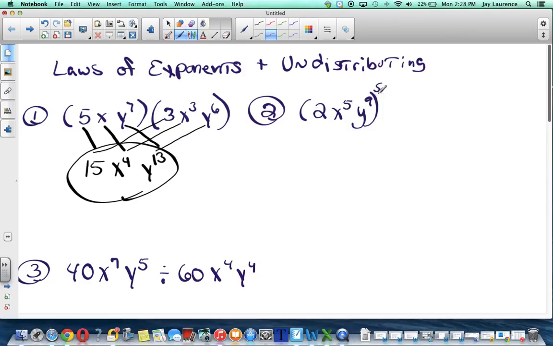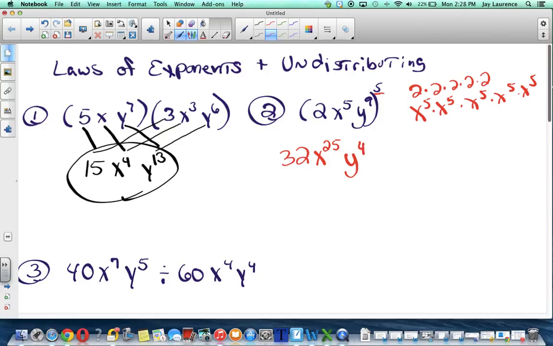I'm raising all this to the 5th power. So 2 to the 5th is 2 times 2 times 2 times 2 times 2, that'd be 32. Now, x to the 5th raised to the 5th is like x to the 5th times x to the 5th, five times, so that would be x to the 25th. Maybe you've discovered the shortcut where if it's a power raised to a power, you can simply multiply, and that'll be y to the 45th.